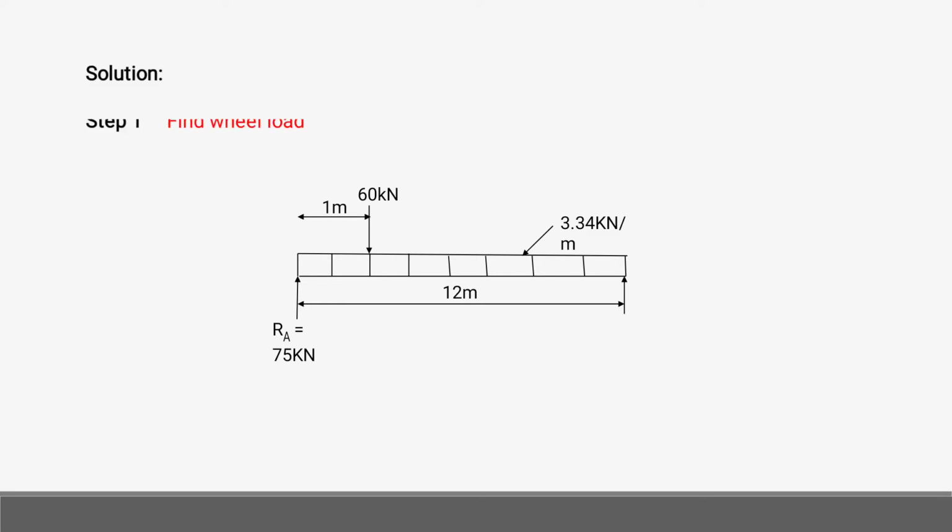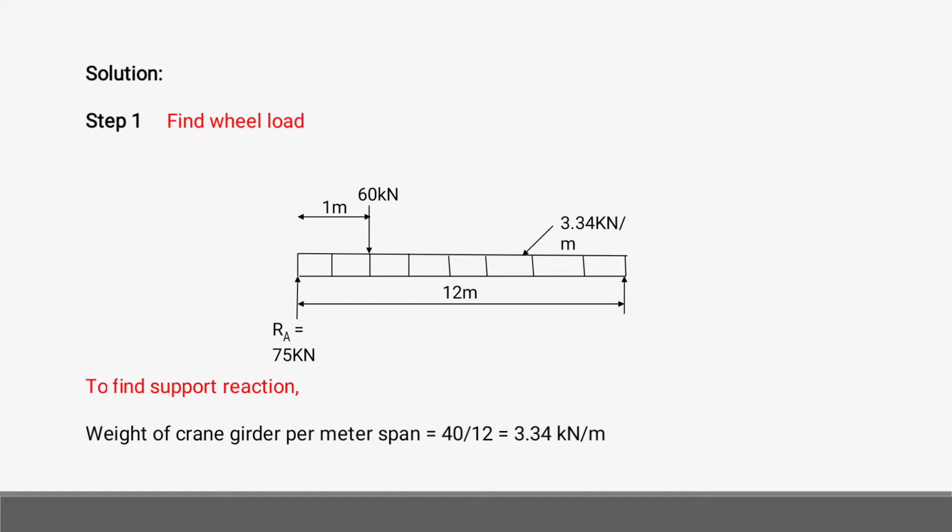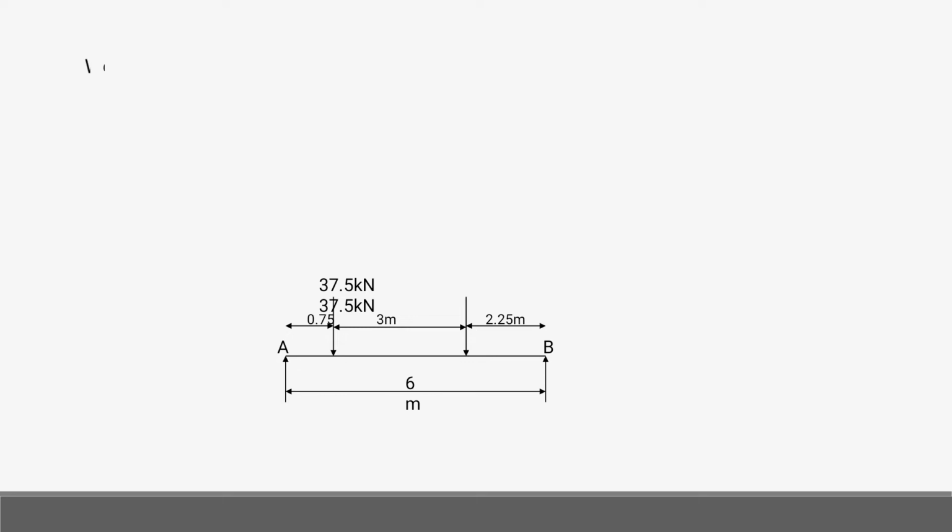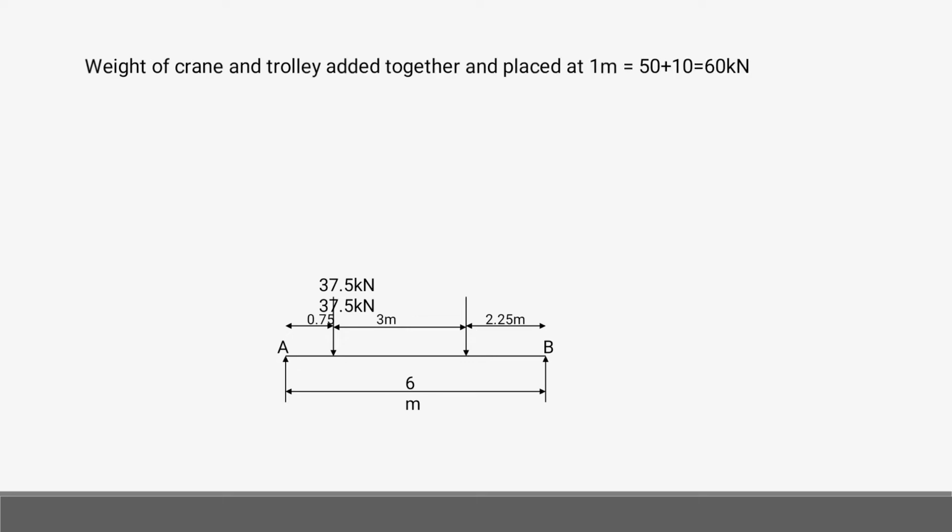Solution, step number 1: find wheel load. So to find the support reaction first, weight of the crane girder per meter span is 40 by 12, which is equal to 3.34 kilonewton per meter. This is a UDL load. The weight of the crane and the trolley added together and placed at 1 meter is 50 plus 10, equal to 60 kilonewton.